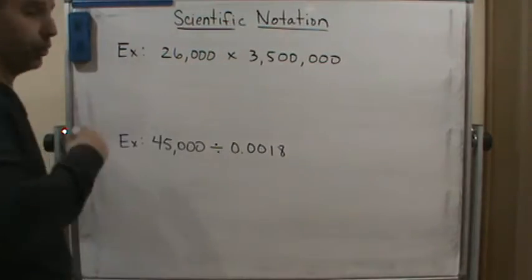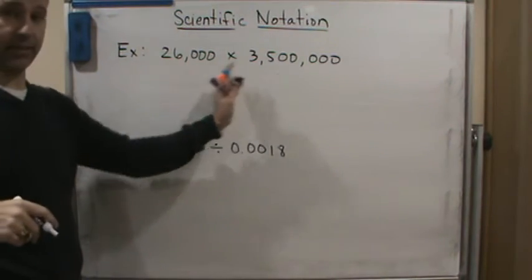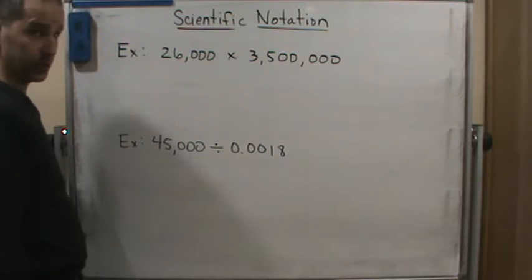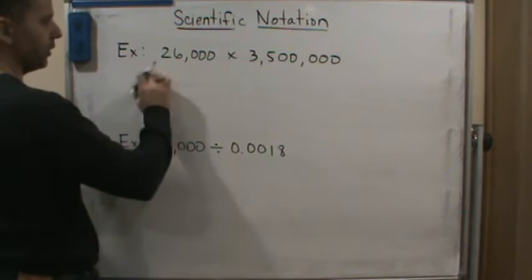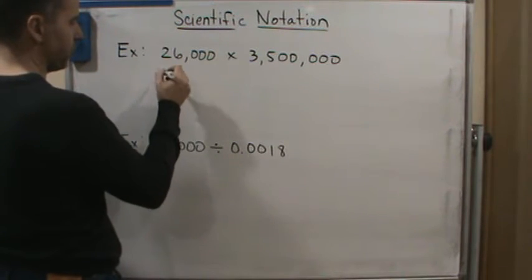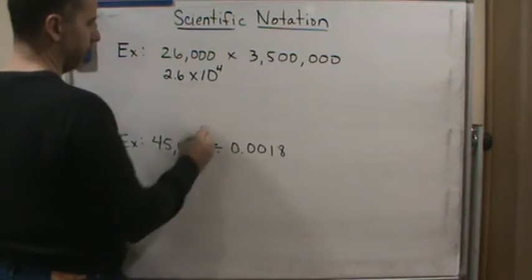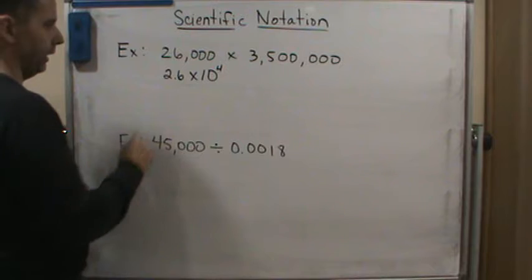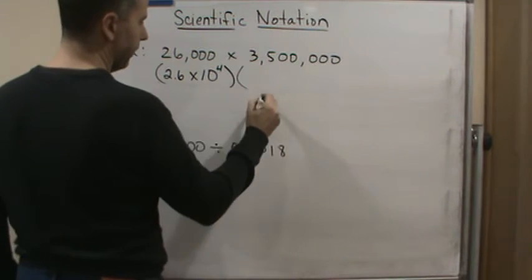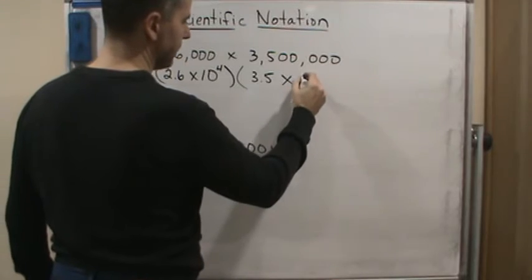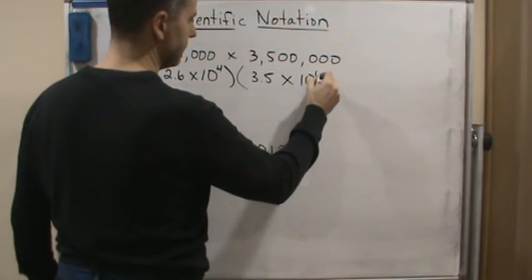So first, we're going to change these into scientific notation. We've got one multiplication problem and one division problem. So this would be 2.6 times 10 to the fourth. And this is going to be 3.5 times 10 to the what? Sixth.